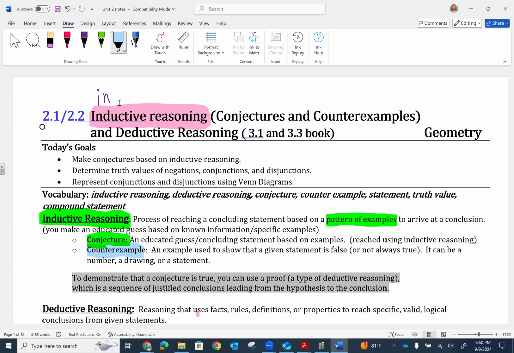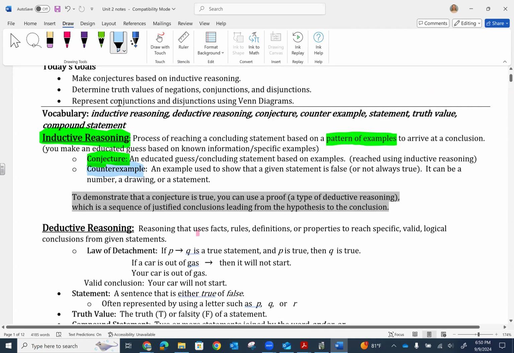To demonstrate that something is true, we would normally do deductive reasoning, okay, logic. That's the other side of this. Inductive means you generalize and make a conjecture about it. You can't prove it, but you can show it's not necessarily always true by a counterexample.